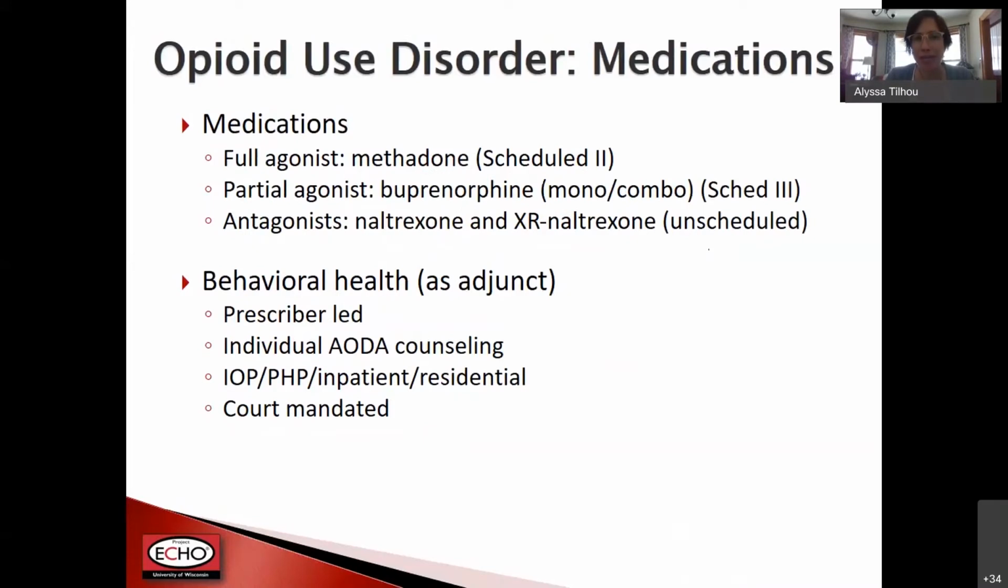The primary medications that we use are full agonist, methadone, a partial agonist, buprenorphine as either a mono product or combination product, and then the antagonists, oral naltrexone or injectable extended release naltrexone. As with any other addiction, behavioral health is an important component as well.